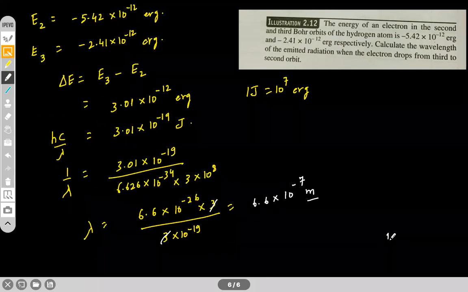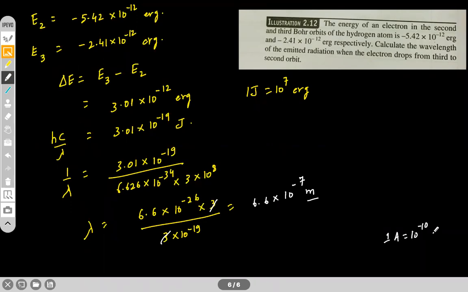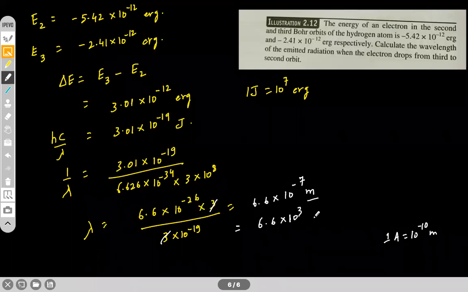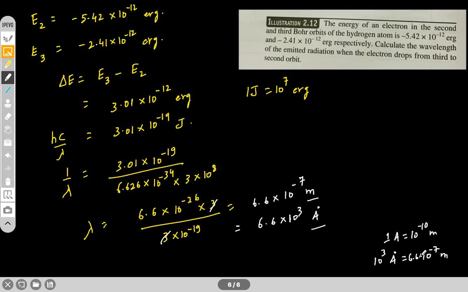And 1 angstrom is equal to 10 to the power minus 10 meter. So 10 to the power minus 7 meter is 1000 angstrom, right? So this is 6.6 into 10 to the power 3, sorry, not minus 3, 10 to the power 3 angstrom is the answer. Any confusion in this? You can do it like this: 10 to the power 3 angstrom is 10 to the power minus 7 meter, so we multiply by 6.6 on both sides. So this is the answer in angstrom.